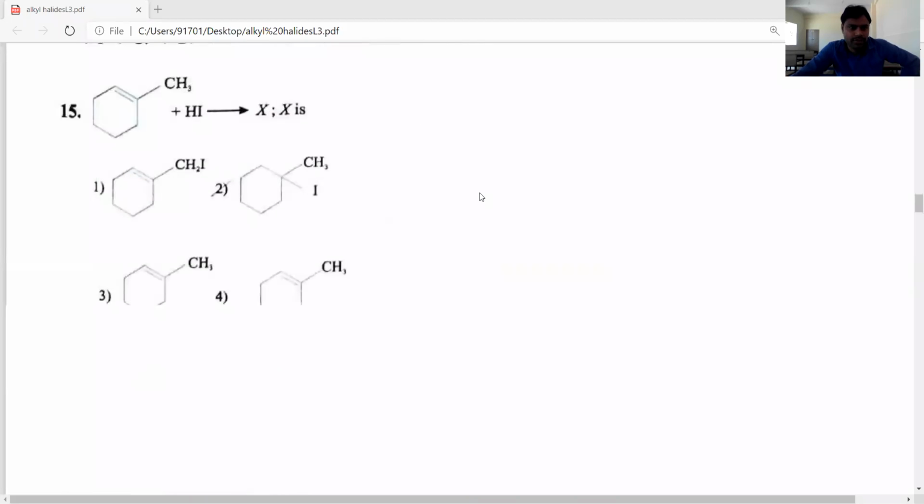Fifteenth question. Let's see. Addition of hydrogen iodide is nothing but a Markovnikov addition reaction, dear students. Markovnikov addition reaction means it forms the more stable carbocation intermediate.